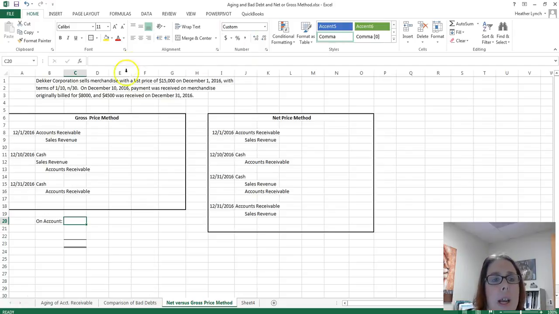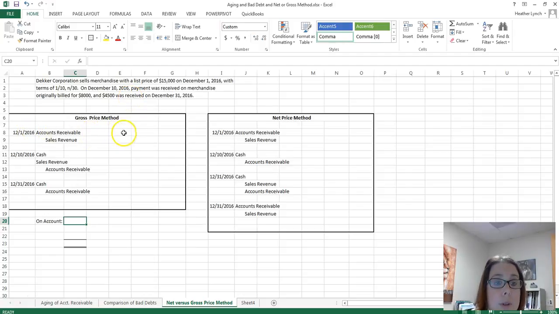So what we have here is Decker Corporation. They sell merchandise with a list price of $15,000 on December 1st, with terms 1/10, net 30. So if they pay within 10 days, they get a 1% discount. Otherwise, they pay it off in 30 days. On December 10th, they made a payment of $8,000, and $4,500 was received on December 31st, 2016.